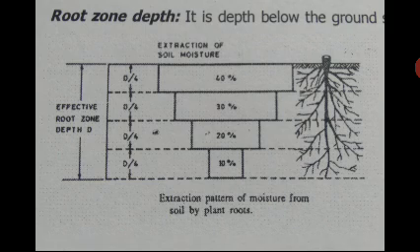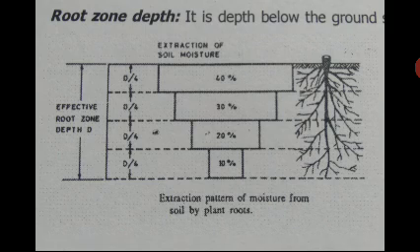Soil moisture content. The amount of water present in a soil is termed as soil moisture content. It is expressed as mm of water depth present in 1 meter depth of soil. It is not constant but varies with time.